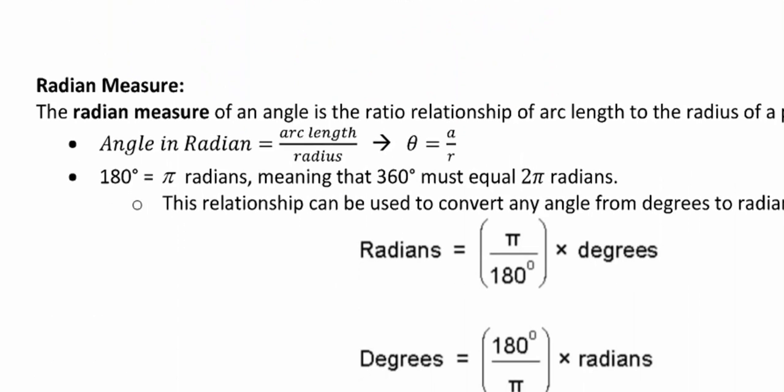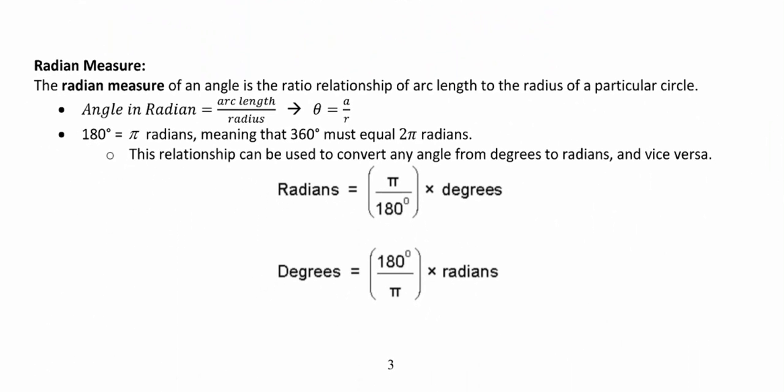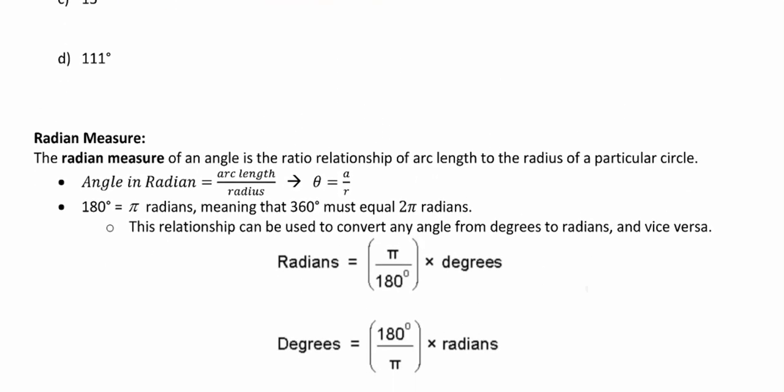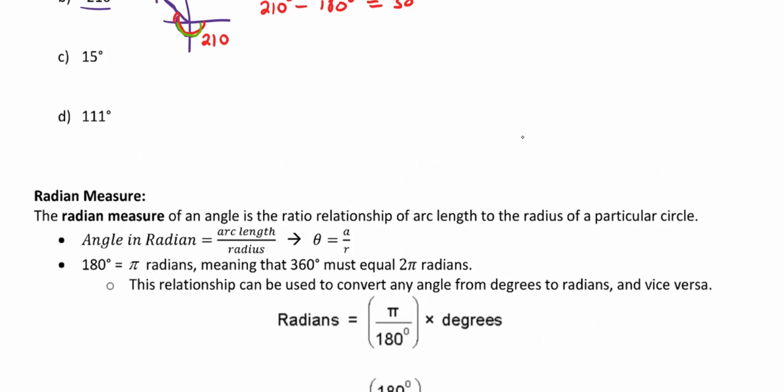All right, radian measures. The radian measure of an angle is the ratio relationship of the arc length to the radius of a particular circle. So what does all that mean? Let's do a little review on radians. If I draw a circle, there's my circle. Let's say we knew what the radius of this circle was. Say the radius was right there. So that's my radius.